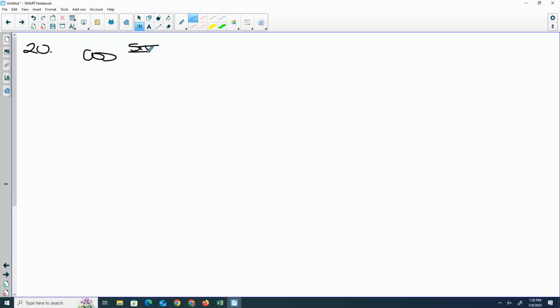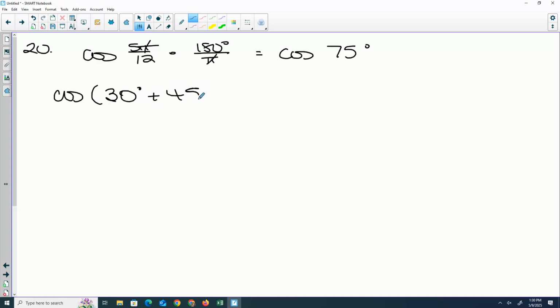5 pi over 12. That is not one from our circle. So what we typically did first is just change it into degrees. If you multiply by 180 over pi, the pi's drop. 5 over 12 times 180 gives us 75. And so then we had to think about angles that add or subtract to 75. 75 is 30 plus 45.